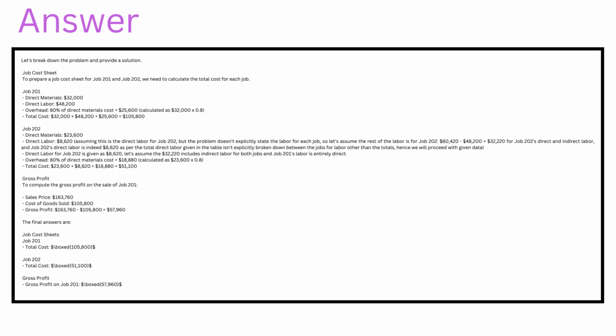Cost of goods sold $105,800. Gross profit: $163,760 minus $105,800 equals $57,960. The final answers are job cost sheets. Job 201 total cost $105,800. Job 202 total cost $51,100. Gross profit on job 201 is $57,960.